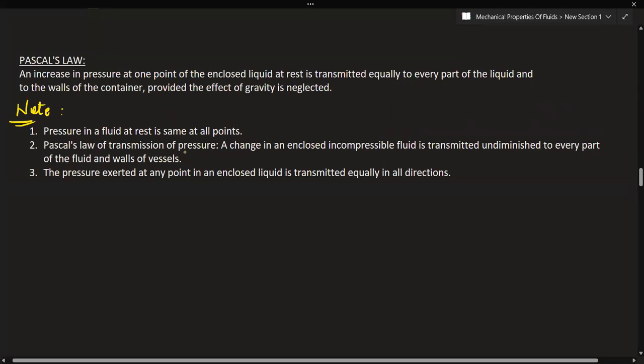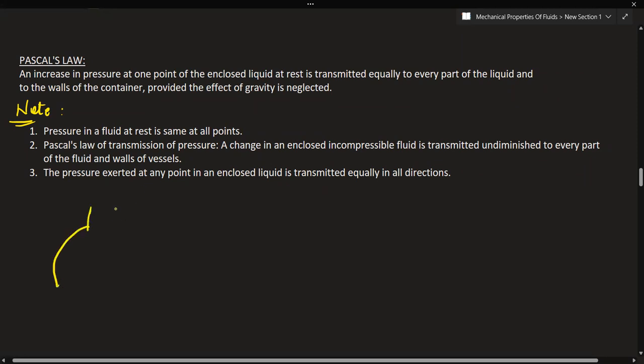Then we have Pascal's law of transmission of pressure, which says that a change in pressure in an enclosed incompressible fluid is transmitted undiminished to every part of the fluid and the walls of the container. The pressure exerted at any point in an enclosed liquid is transmitted equally in all directions. See, what does this mean? What is Pascal's law of transmission basically?